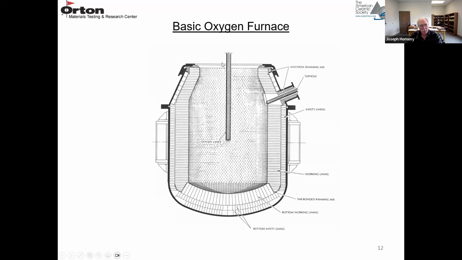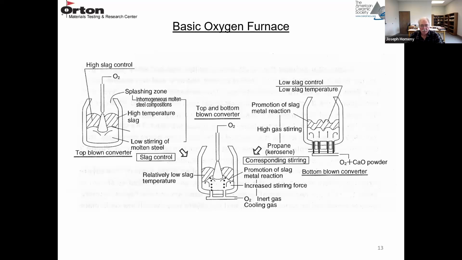So this is the basic oxygen furnace. It's a large crucible. The pivots are on the side, known as trunnions. So it tilts. There's a tap hole for removing the iron. And then this is the water-cooled oxygen lance, where the oxygen is blown into the iron. So there's basically three versions. The first is the top-blown basic oxygen furnace.